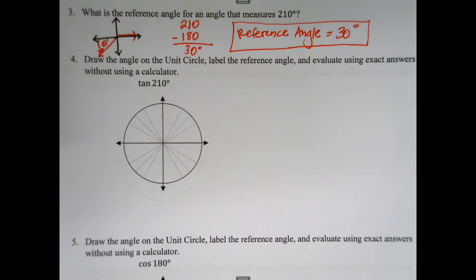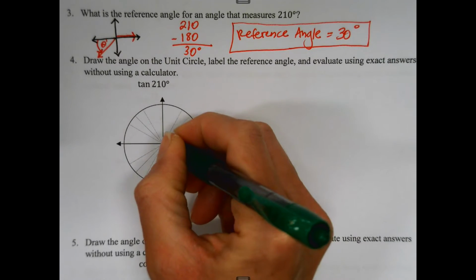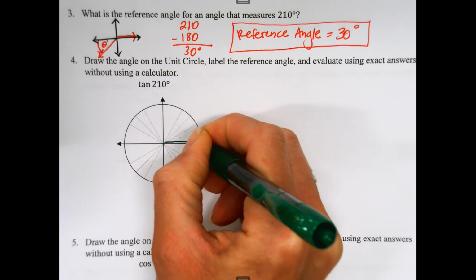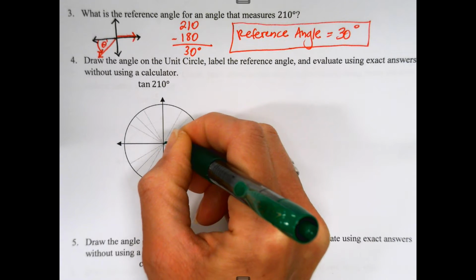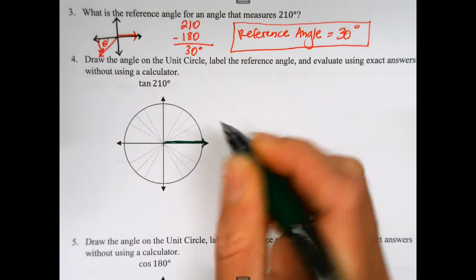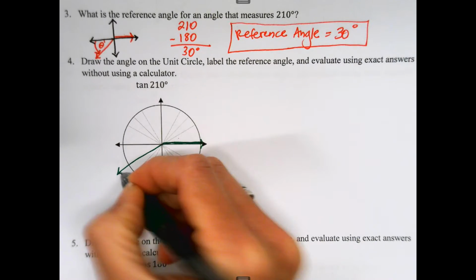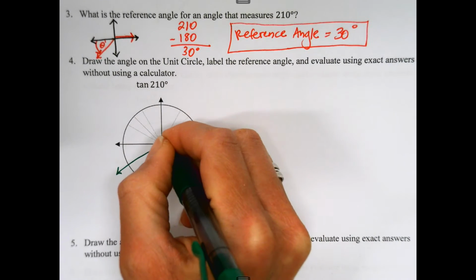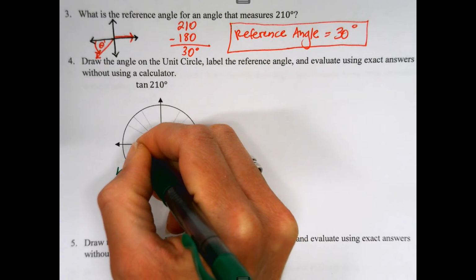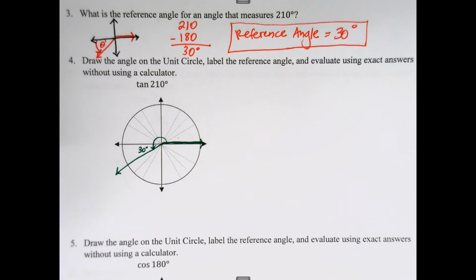Problem number 4 tells us to draw the angle on the unit circle, label the reference angle, and evaluate using exact answers without using a calculator. We want to find the tangent of 210 degrees. In the previous problem, we saw that an angle that is 210 degrees ends in quadrant number 3, and it has a reference angle of 30 degrees.